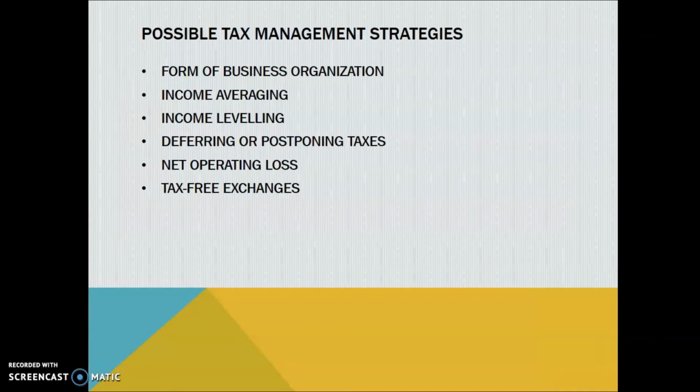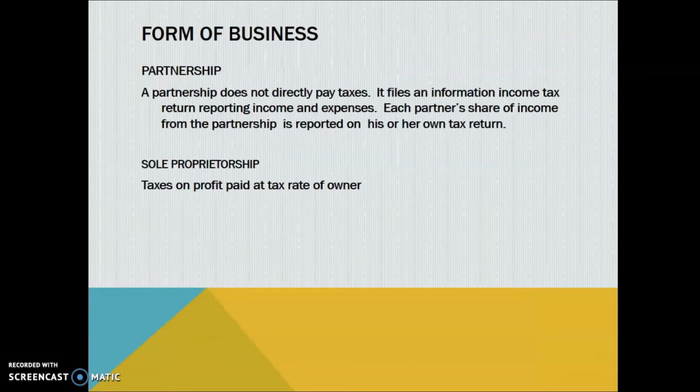Next we go to the possible tax management strategies. There are 6 strategies that I listed here. The first one is form of business organization, then income averaging, income leveling, deferring or postponing taxes, net operating loss, and lastly tax-free exchange. So we go on with the form of business.